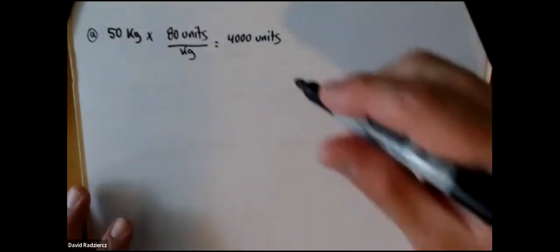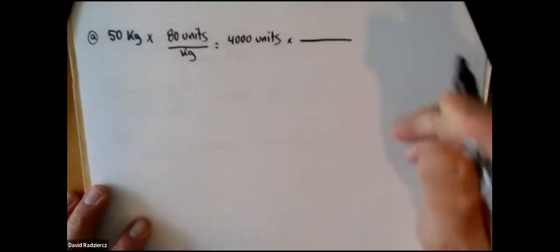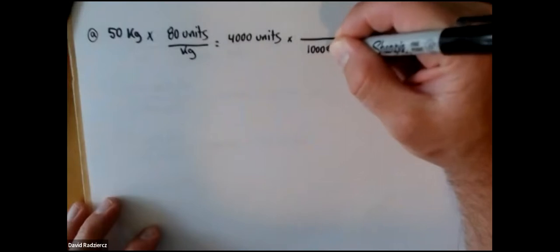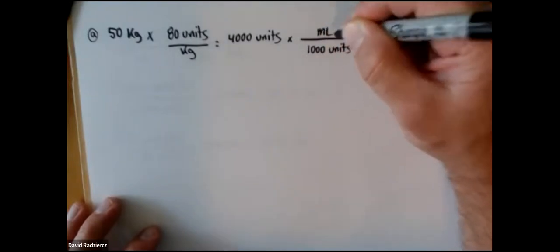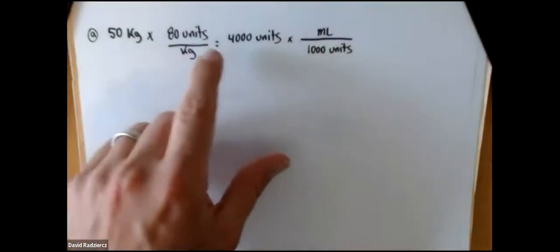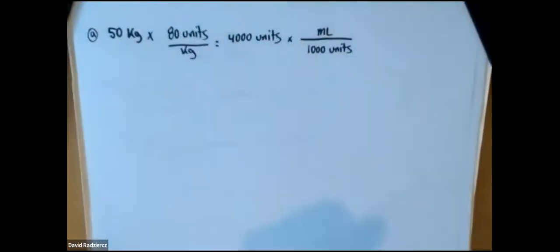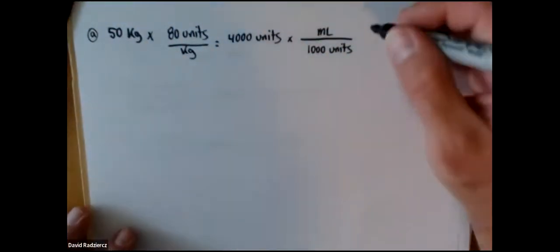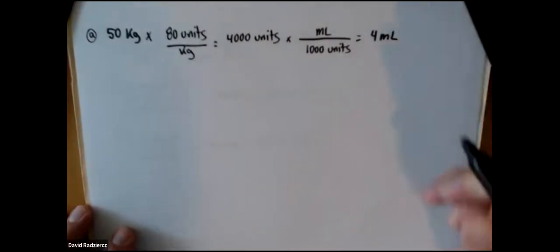I don't want units, I want milliliters, because the question says how many milliliters to administer for the bolus. I need a way to convert units to milliliters, so I need to look at the bolus dosage strength. It tells me it's 1,000 units per milliliter. If you're doing the order over have, just 4,000 divided by 1,000 times 1 will give you that answer, and that answer is 4 milliliters.